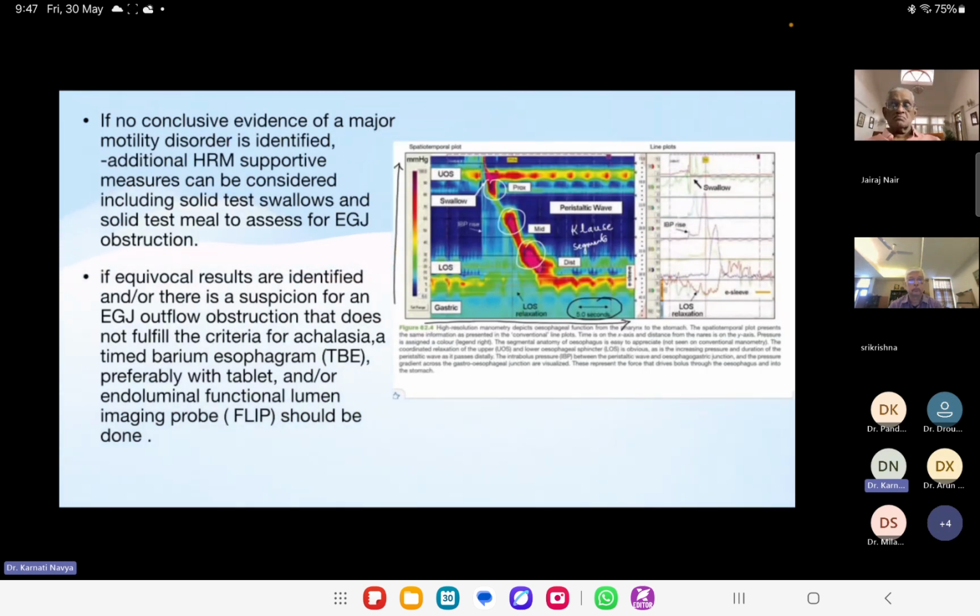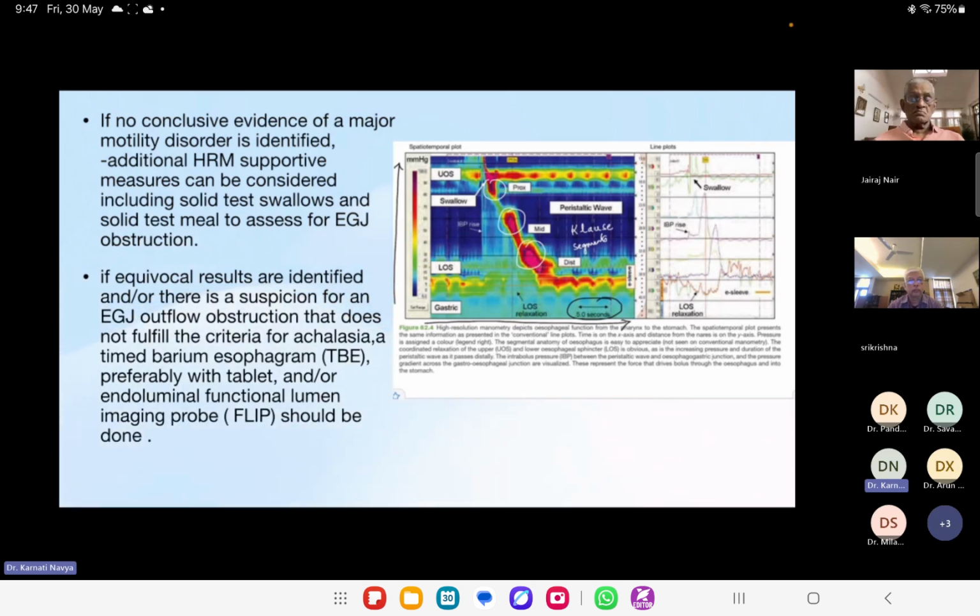After the high resolution manometry, if there is no conclusive evidence of major motility disorders, then additional HRM supportive measures can be considered, which are solid test swallows and solid test meal. If there is an equivocal response, or it doesn't fulfill the criteria of achalasia, then a timed barium esophagogram, preferably with a tablet, or endoluminal functional imaging probe should be done.